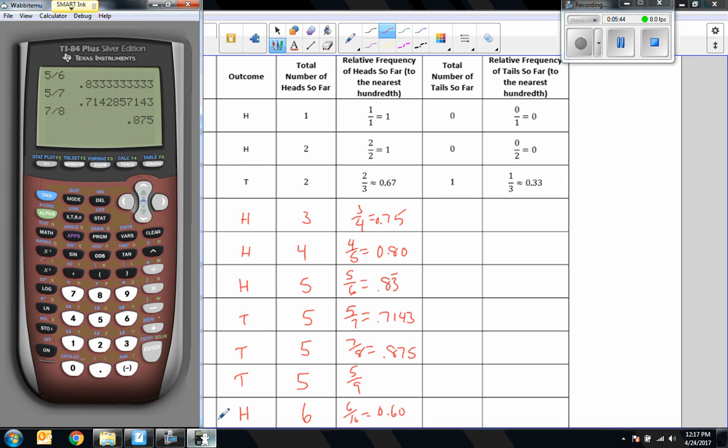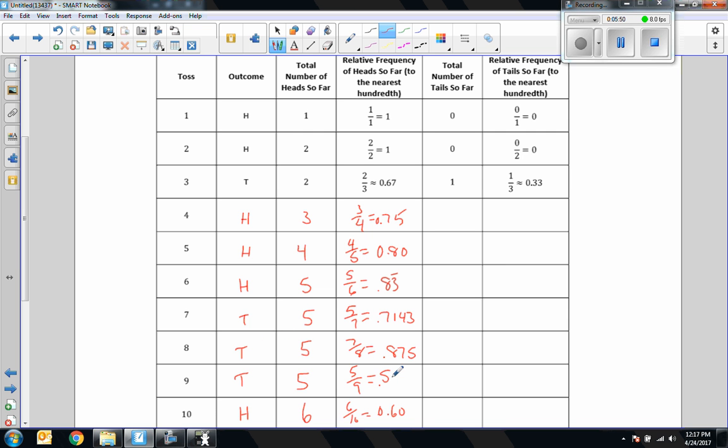Okay, and then 5 ninths, 5 divide 9, enter, is a little more than a half, 0.556, and that's rounded. So that should be an approximation right there, and up here as well. Anyhow, next step is to do the total number of tails so far.